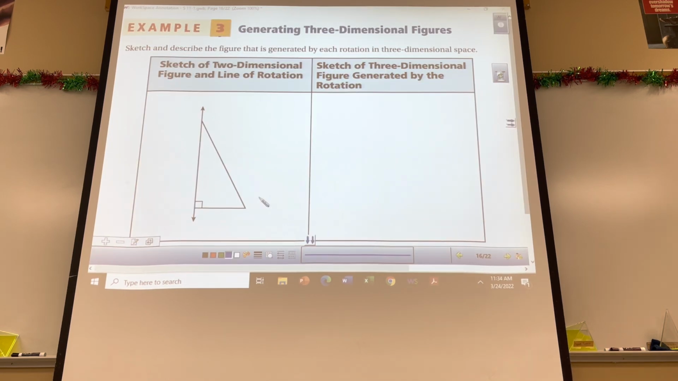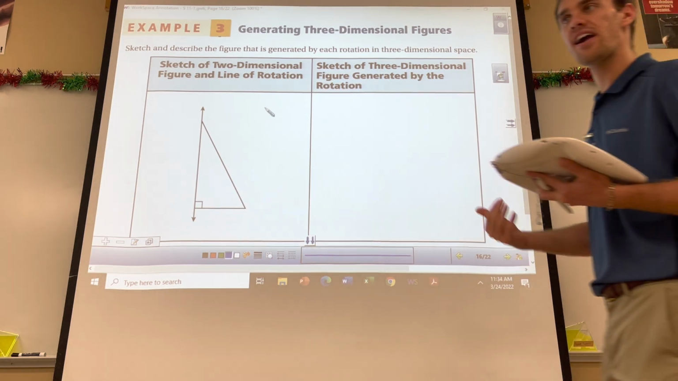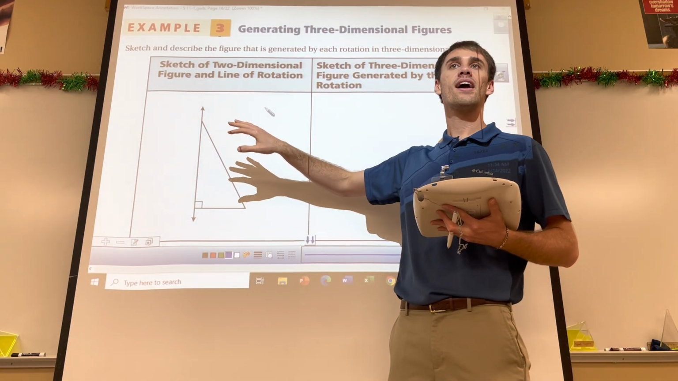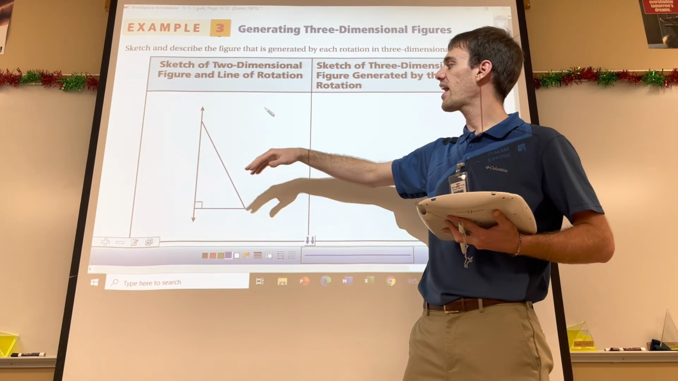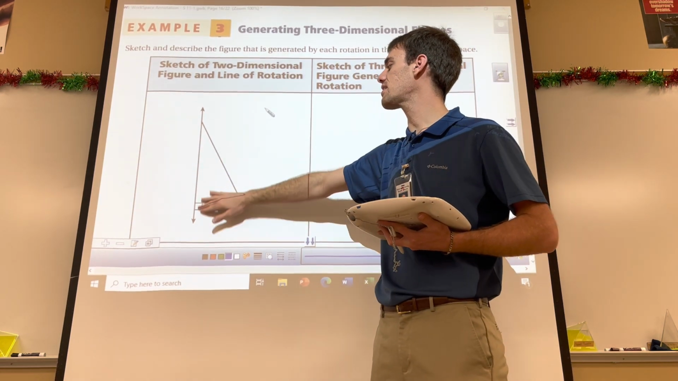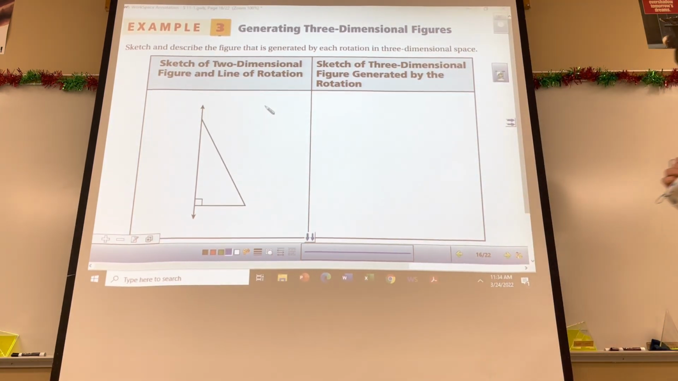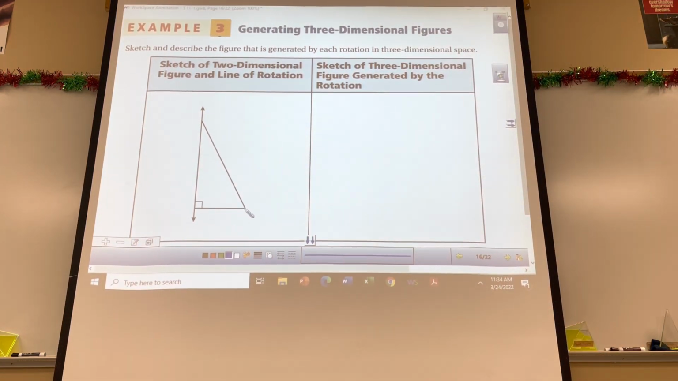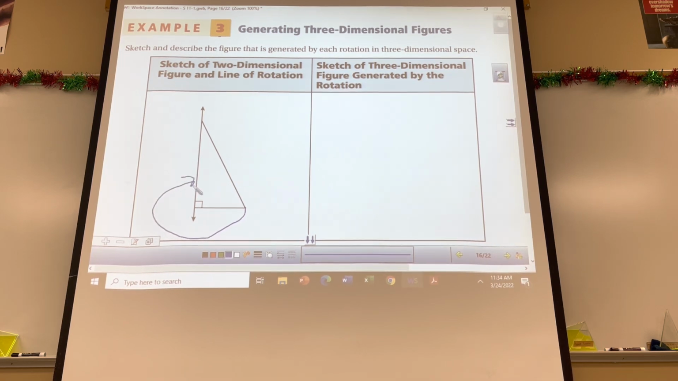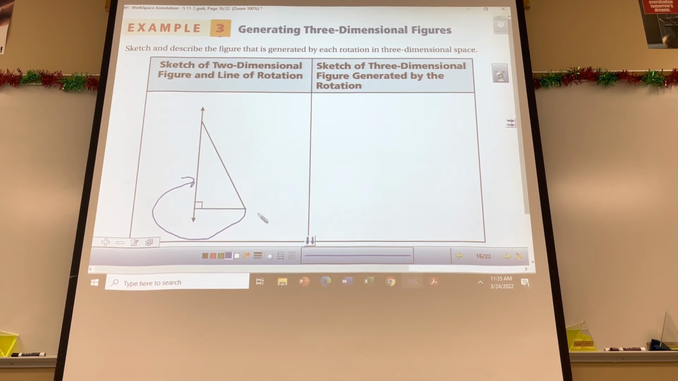Alright, so here we go, guys. Looking at the two-dimensional figure and a line of rotation. Now, guys, what we're going to do is generate our own three-dimensional figures. We're going to take a two-dimensional shape and rotate it about this axis, or line of rotation. The process is to take each point, in your mind or sketch it, and rotate it 360 degrees around this line of rotation. So you're imagining every single point along this right triangle, rotated.